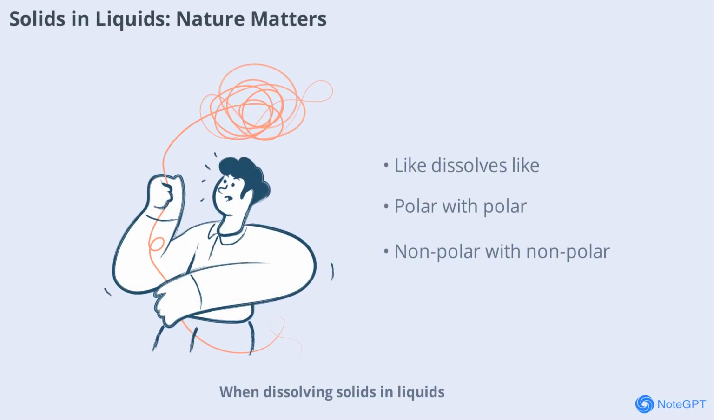When dissolving solids in liquids, the nature of both the solute and the solvent is crucial. The rule of thumb is like dissolves like. This means polar solutes dissolve best in polar solvents and nonpolar solutes dissolve in nonpolar solvents. For example, table salt, NaCl, which is polar, dissolves easily in water, another polar substance. However, it won't dissolve in benzene, which is nonpolar. This principle helps explain why some substances mix while others don't.